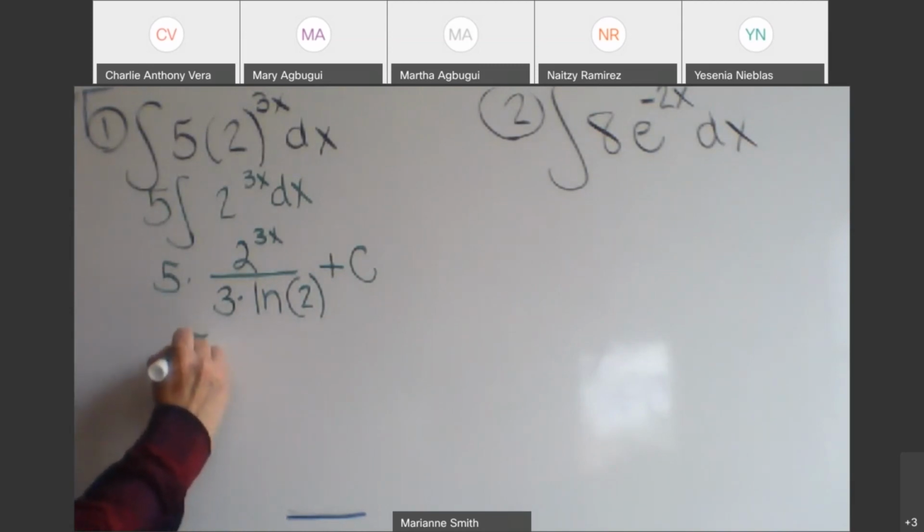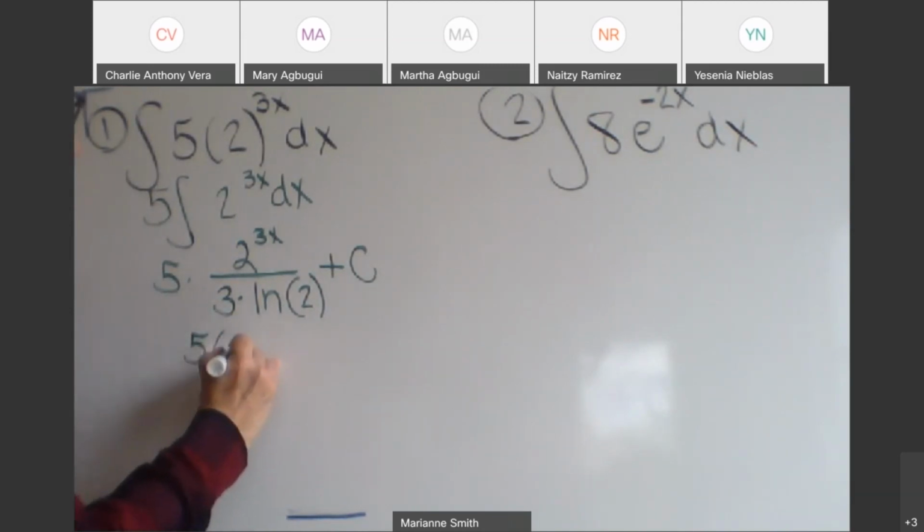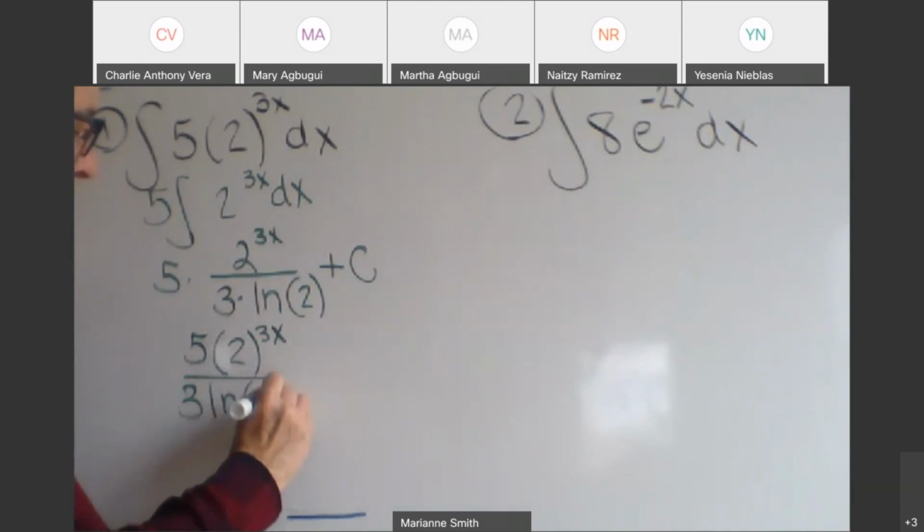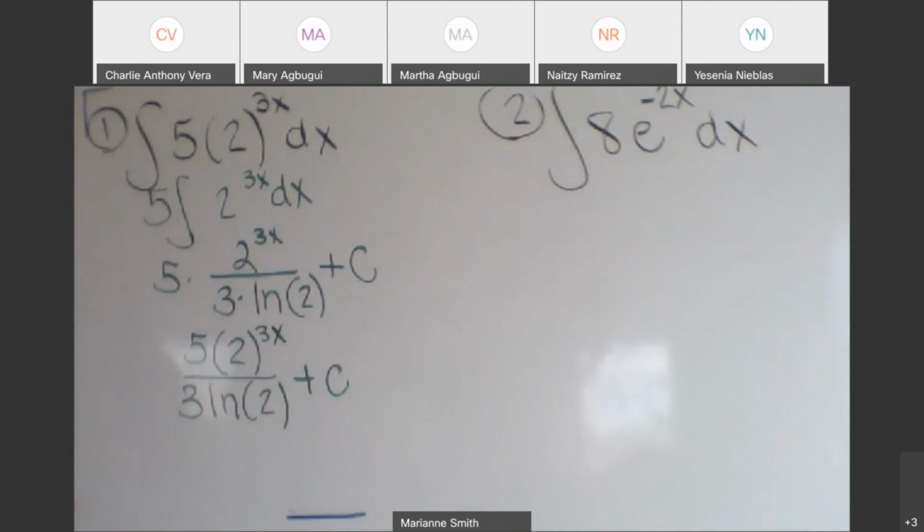So this final answer is 5 times, again, I'm putting the parentheses back to show multiplying with the 5. So the first one is 5 times 2 to the 3x over 3 ln 2 plus c. Anybody questions about that one? Any questions about the steps? Good. How about the rest of you? We got 9 people on the call. Just chime in if you've got questions.